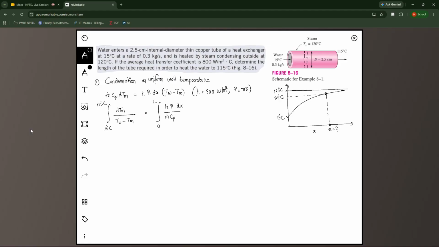between 0 and L. L is the length that we are trying to find, where Tw is also given to us as 120 Celsius, m dot is given as 0.3 kg per second, Cp is for the flowing water, so you can take Cp to be 4187 joule per kg Kelvin. What quantities do you require? D is also already given as 2.5 centimeters, so you can calculate perimeter, and all the values are given to you. So you can directly find the length L. What we are trying to find is length L.